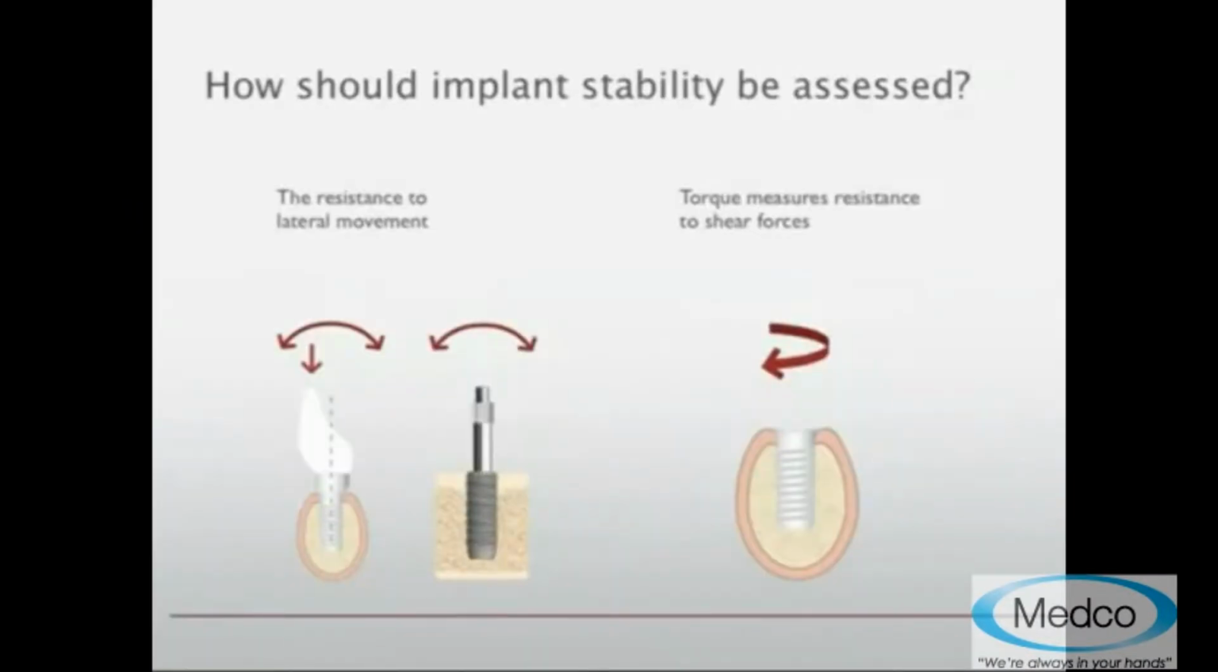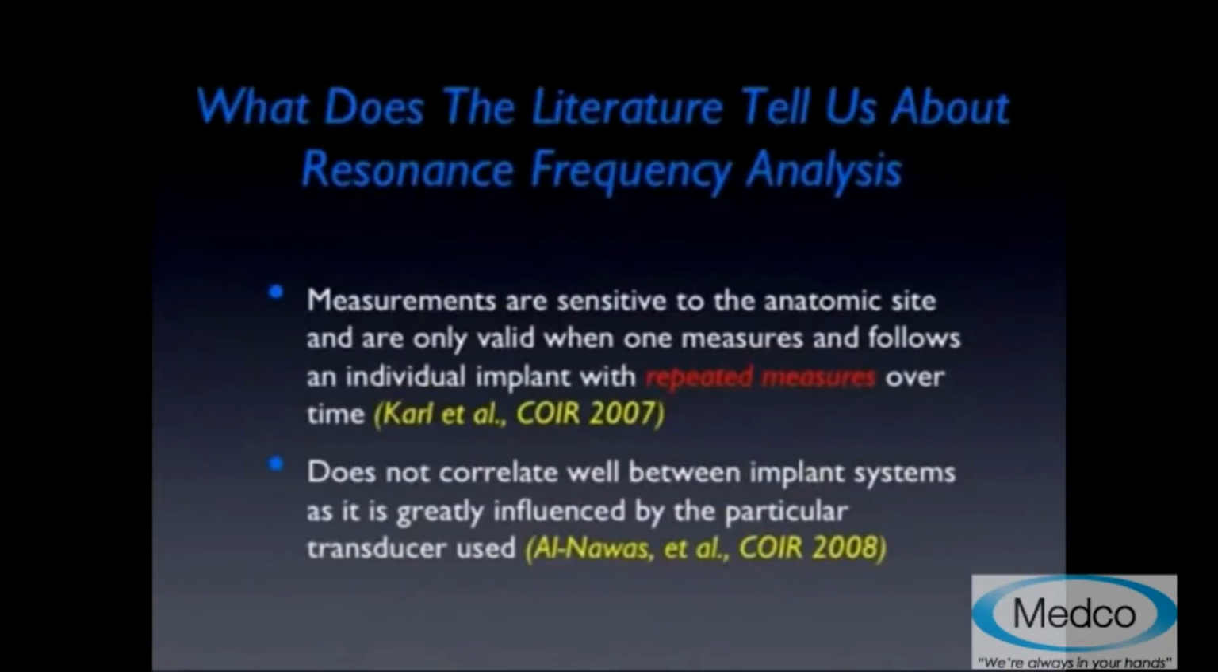Again, reverse torque versus Smart Peg technology, I'd rather see resistance to lateral movements than to screw movements, which are shear forces that have very little to do with occlusion. The nice thing that we know about this machine and this data is that it's scientifically proven. There's some good literature that supports it. First, the one thing that I like about the first study by Karl and colleagues is that it shows a variability and a sensitivity to the specific anatomic site.